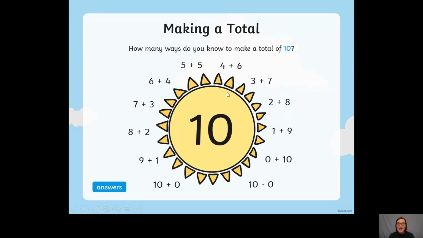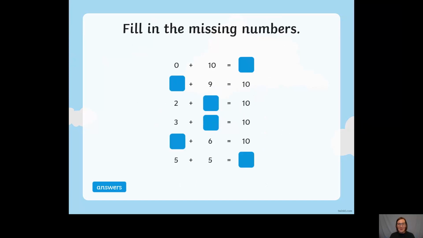4 add 6 is 10. 3 add 7 is 10. 2 add 8 is 10. 1 add 9 is 10. 0 add 10 is 10. And 10 subtract 0 is 10. Well done. I'm really proud of you. You did really well there.